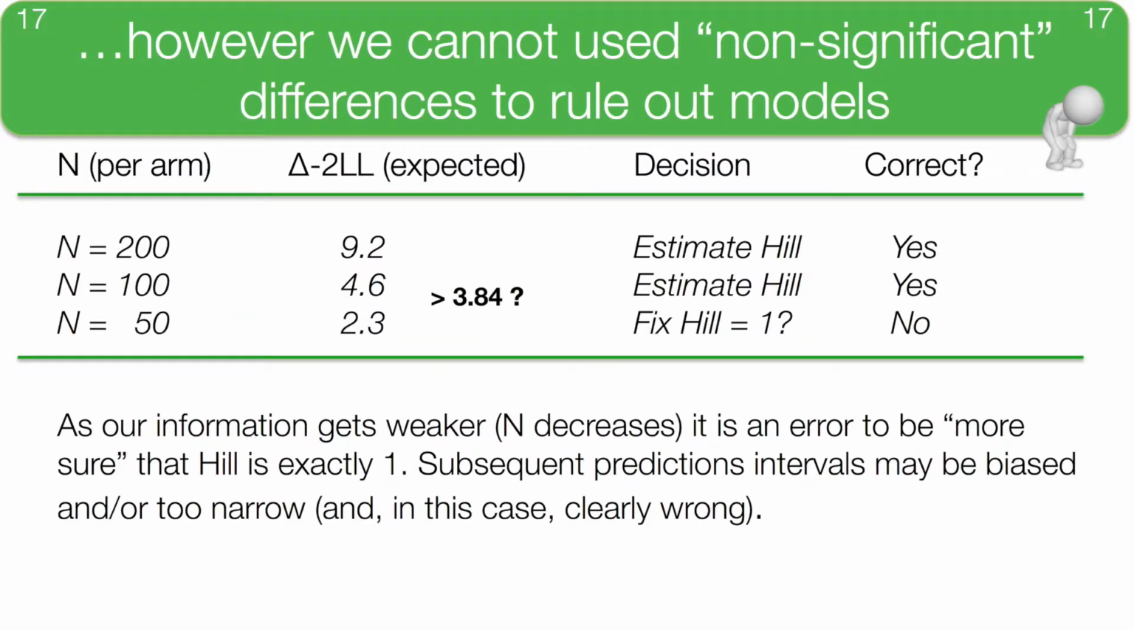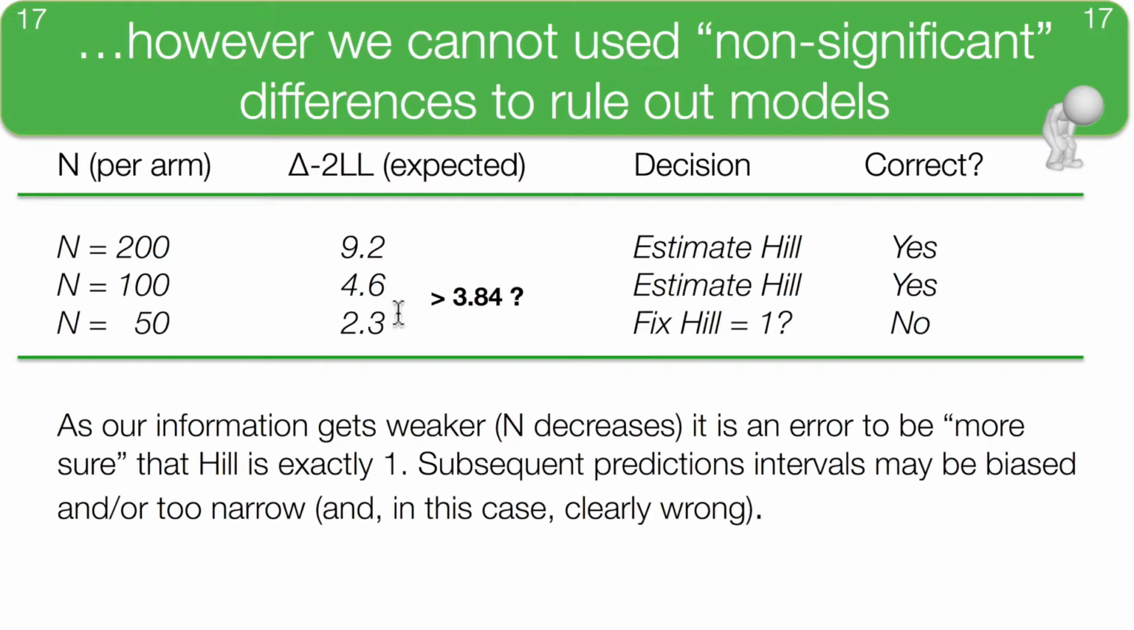However, we can't use non-significant differences to rule out models. In that previous example, we had 200 patients per arm. We saw the 9.2 change in -2 log likelihood. Most people would be happy to estimate the Hill coefficient, and indeed that's the correct decision. However, if we halve the sample size, or halve the sample size again, we're going to have an expected change in the -2 log likelihood. The change in the objective function is going to halve and halve again.